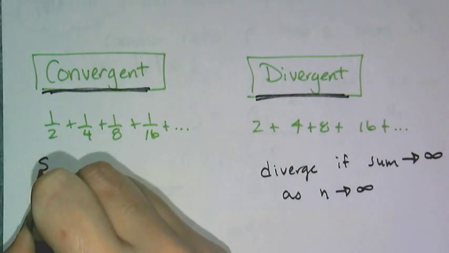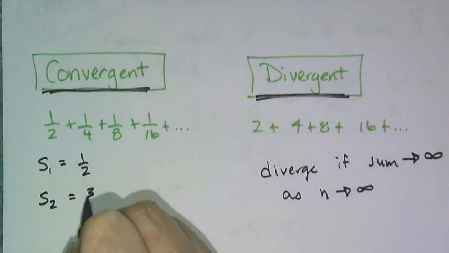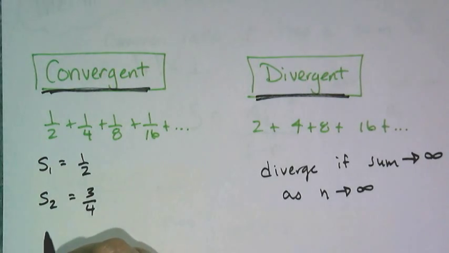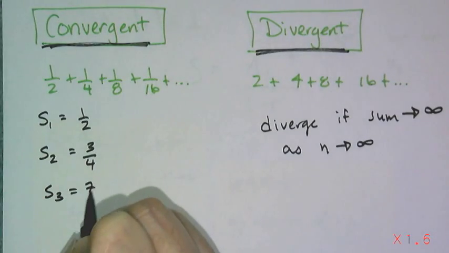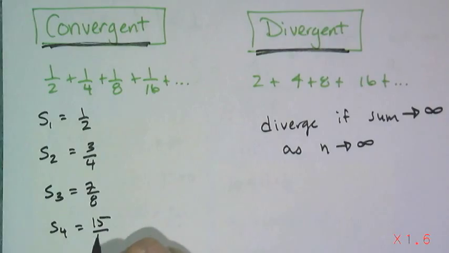And my first partial sum is 1/2. My second partial sum is 3/4. My third partial sum is 7/8. My fourth partial sum is 15/16.